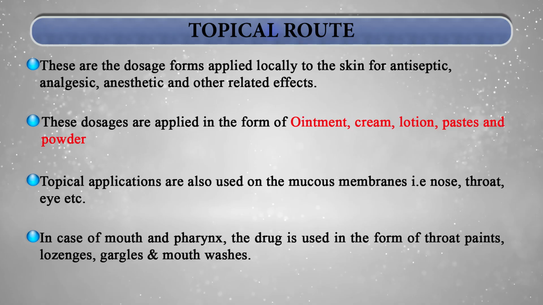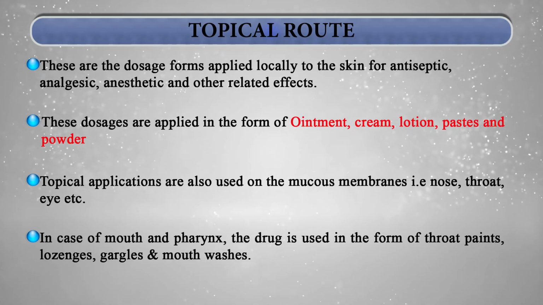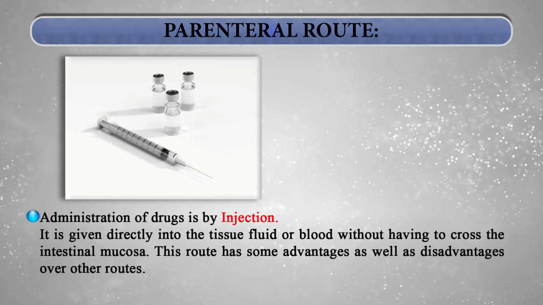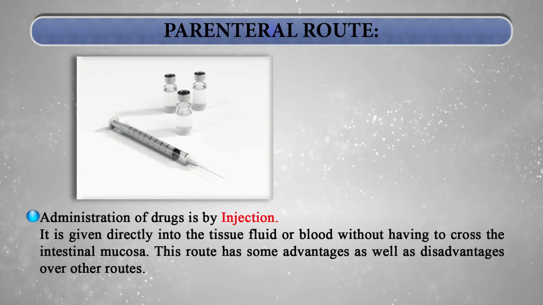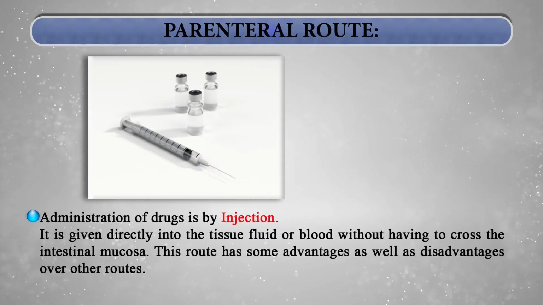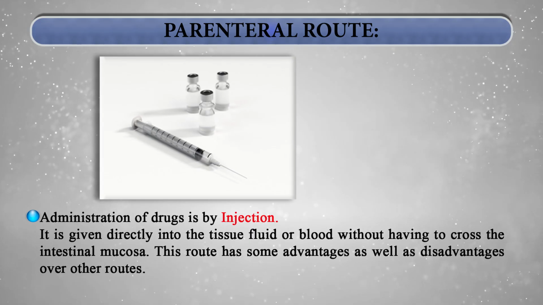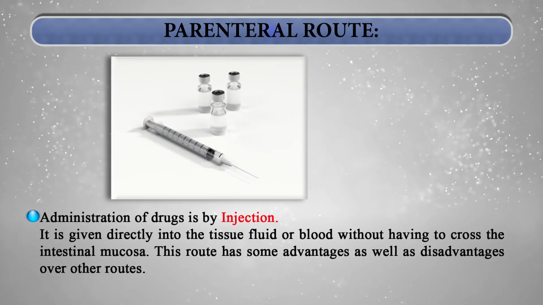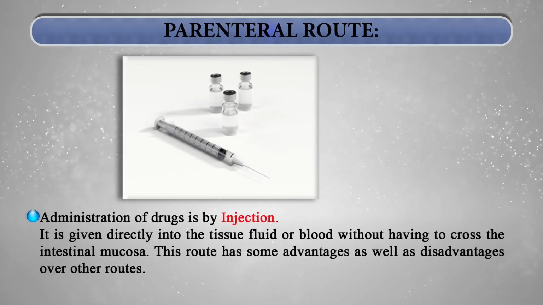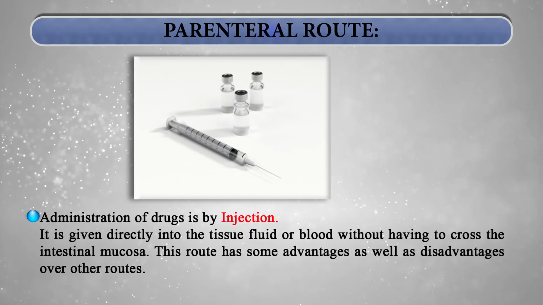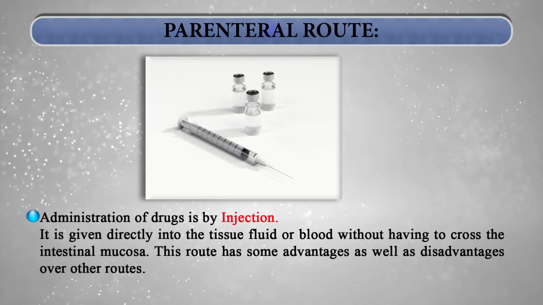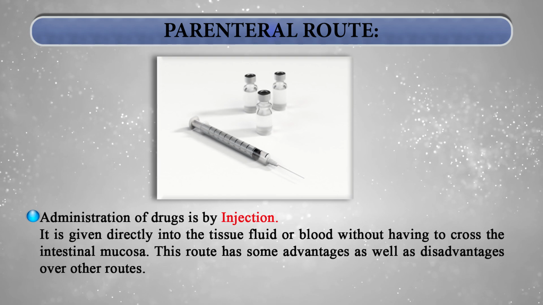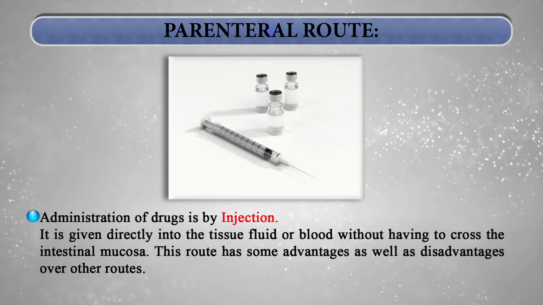So these are all topical type of drugs. Next we have parenteral route of drug administration. What is parenteral? Parenteral is nothing but injections. In pharmacology, inoculation, injection or vaccination form of drug administration is called parenteral route. It is given directly into the tissue fluid or into the blood without having to cross the intestinal mucosa.